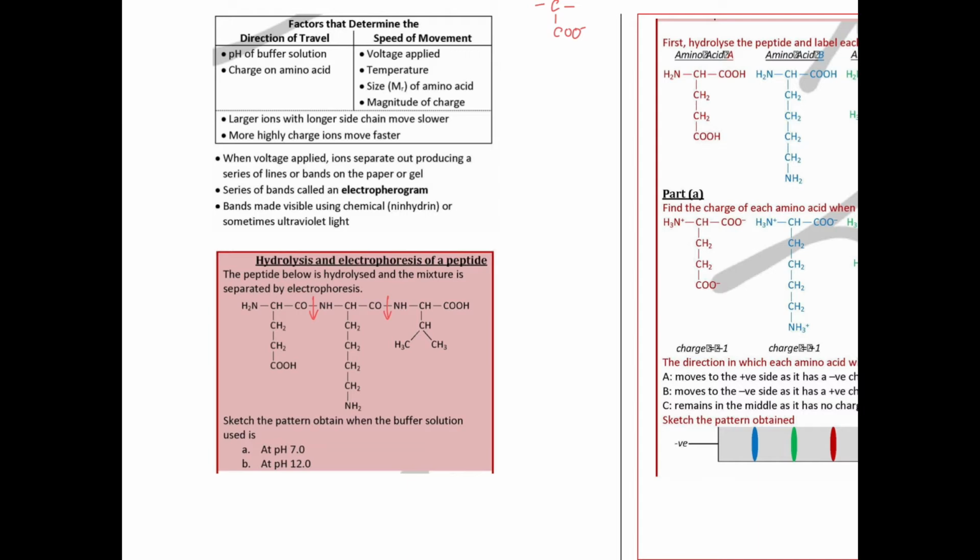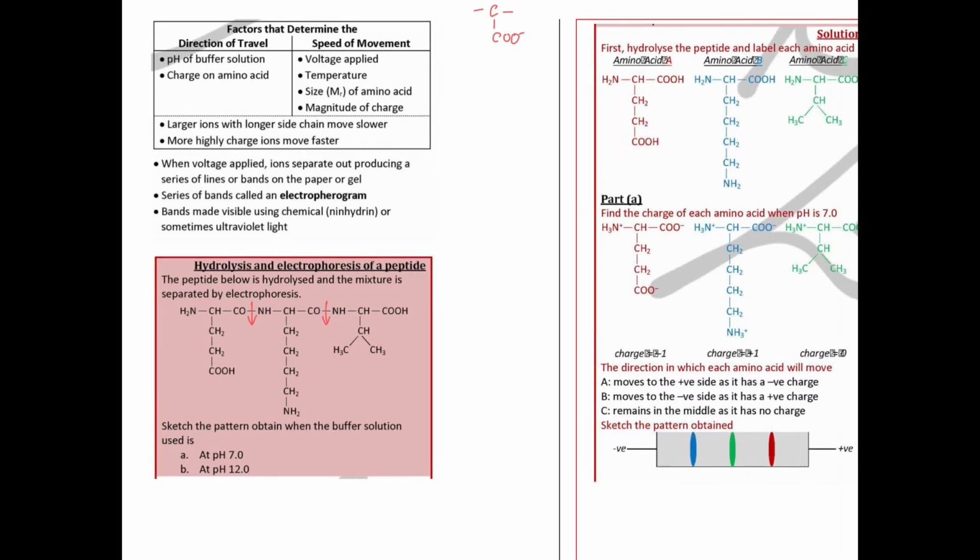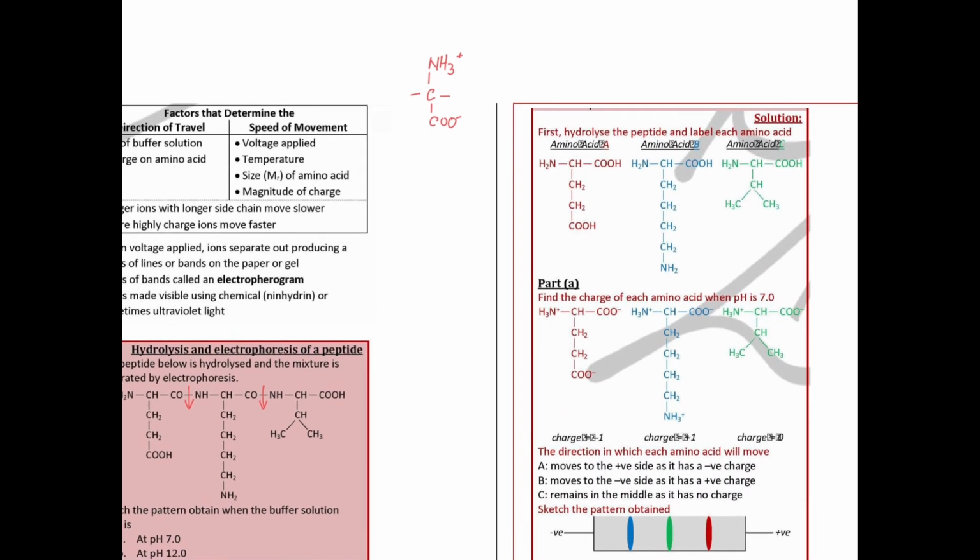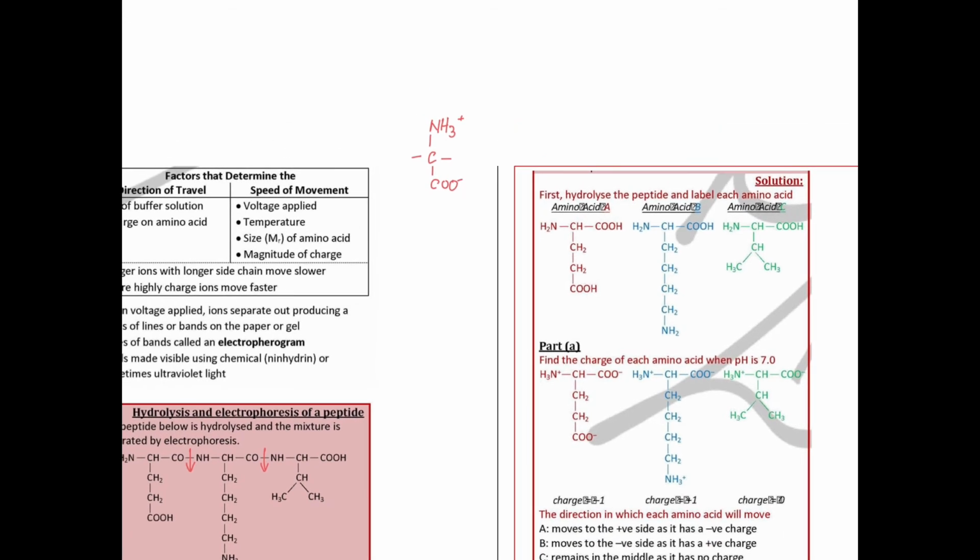Okay. So that is hydrolysis. Now, sketch the pattern obtained when the buffer solution used is pH 7. pH 7 means neutral. When it is neutral, the COOH will remain as COO minus, the NH2 will remain as NH3 positive. That will remain at pH 7.